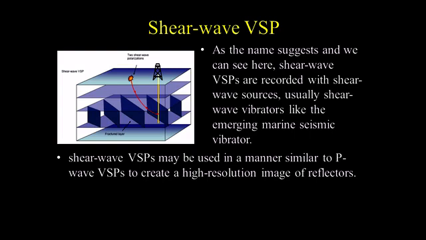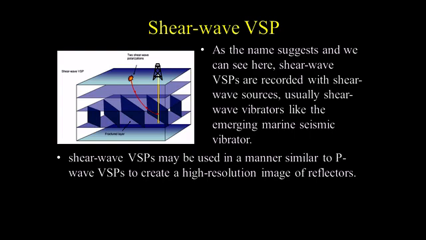As the name suggests, Shear Wave VSPs are recorded with shear wave sources, usually shear wave vibrators like the emerging marine seismic vibrator. Shear Wave VSPs may be used in a manner similar to P-Wave VSPs to create a high-resolution image of reflectors. However, another application is to measure a phenomenon known as shear wave splitting, which is associated with anisotropy caused by stress or vertically aligned fracture systems.